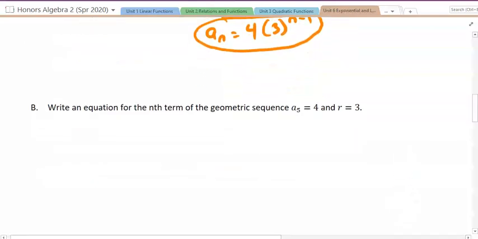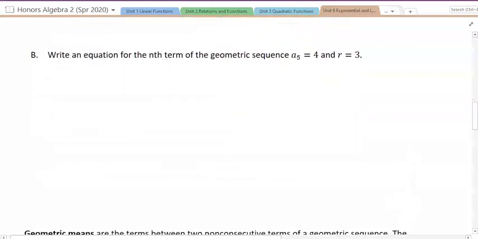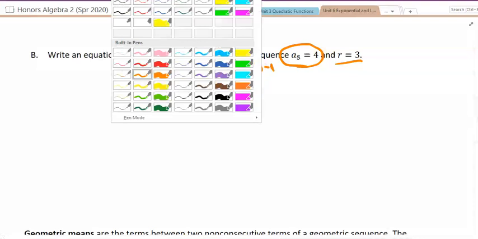Let's look at example 2b here. Write an equation for the nth term of a geometric sequence where a sub 5 is equal to 4 and the r is equal to 3. Now, to be able to write this equation, I have to know what a sub 1 is. I got to know the first term. And so this is where I was talking about before that we need to work a little bit backwards. And so I know a sub n is equal to a sub 1 times r to the n minus 1.